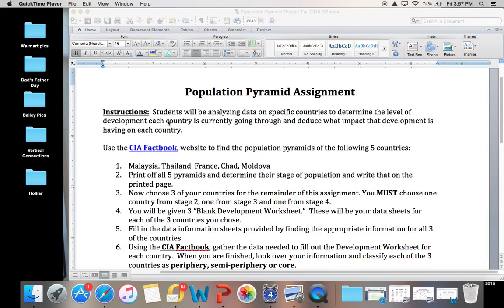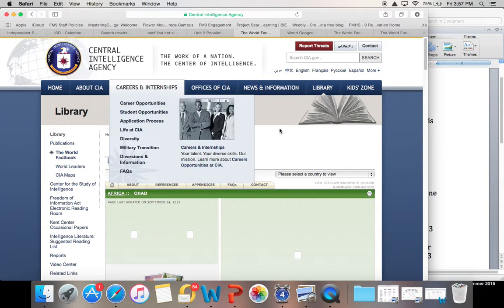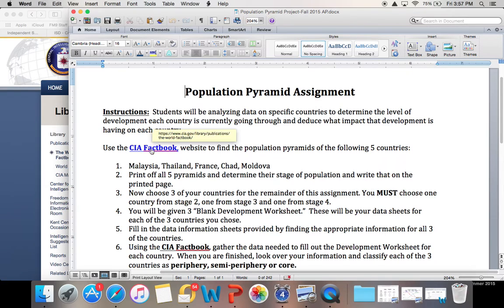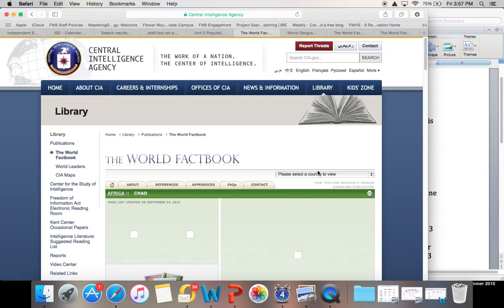You can read the instructions. What you're going to do is go to CIA World Factbook, and find these 5 countries and print off the population pyramid for each of the 5 countries. So let's look at the World Factbook. You'll click on that. If you go back here, you'll click on this. It'll take you to the World Factbook. You'll have this select a country to view.